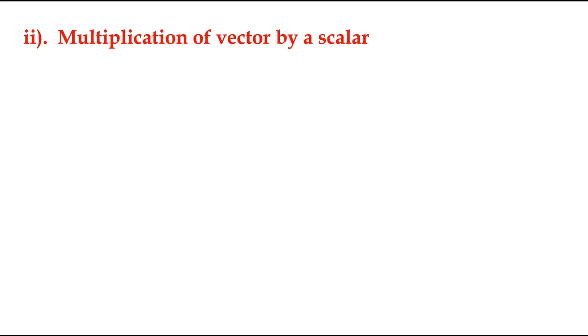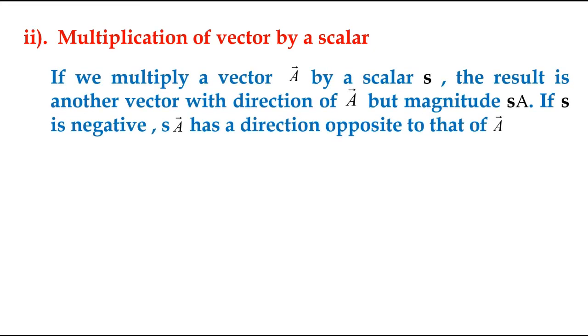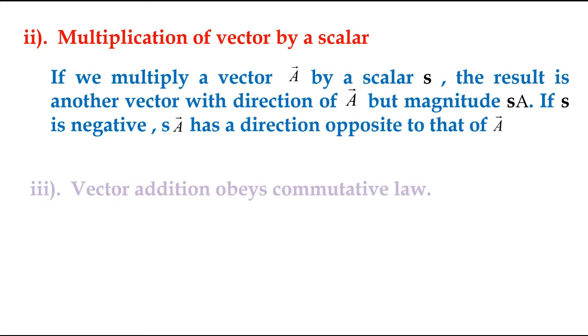Second one, multiplication of a vector by a scalar. If we multiply a vector a bar by a scalar s, the result is another vector with the direction of a bar but magnitude sa. If s is negative, s a bar is also a vector. It has a direction opposite to that of a bar. So the magnitude does not change, but the direction is opposite to a bar when we multiply by a negative scalar.